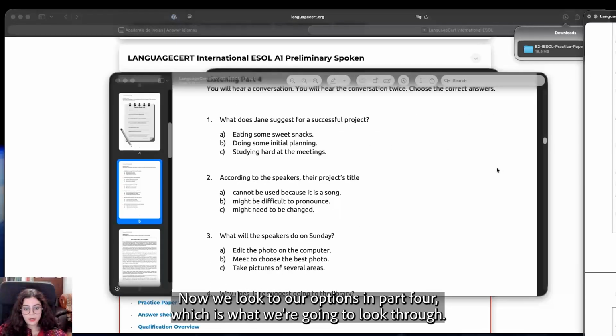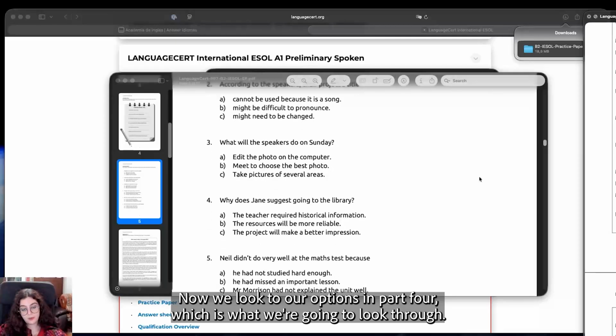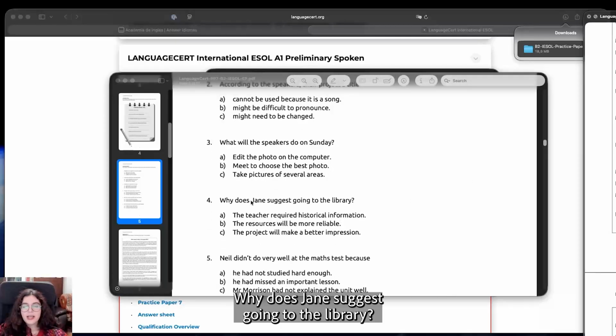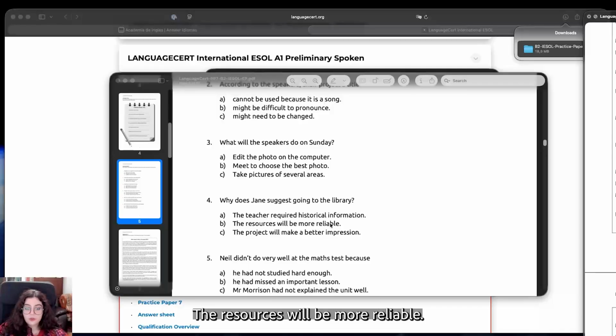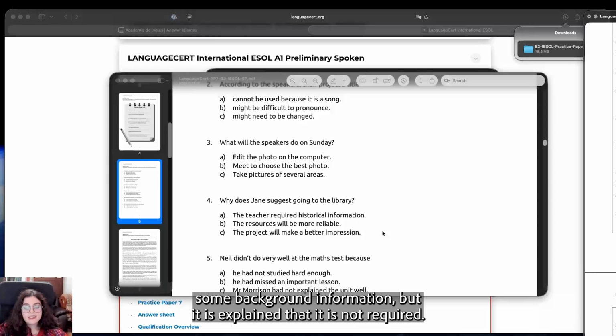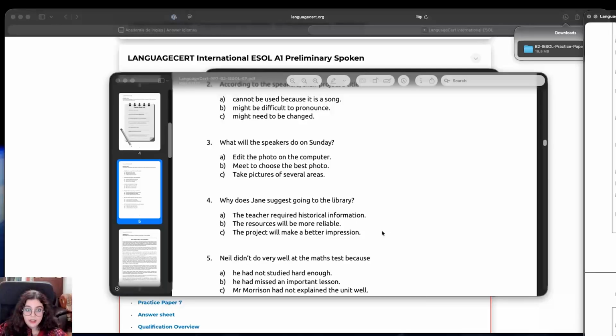Now we look to our options in part 4, which is what we're going to look through. Why does Jane suggest going to the library? The teacher required historical information. The resources will be more reliable. The project will make a better impression. We see that she explains the teacher will appreciate some background information, but it is explained that it is not required. Therefore, the option is C.